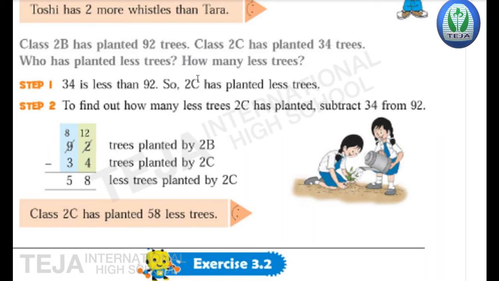Now, in the second part of the question, how many fewer trees, to find it, what do we have to do? Step 2, children. To find out how many fewer trees 2C has planted, subtract 34 from 92. So subtract the smaller number from the bigger number. 92 minus 34: 2 is the smaller number, so borrow from 9, 9 will become 8 and 2 will become 12. 12 minus 4 is 8 and 8 minus 3 is 5. So in total, how many fewer trees has second C planted, children? 58 trees. Okay, so these are the 2 story sums examples.